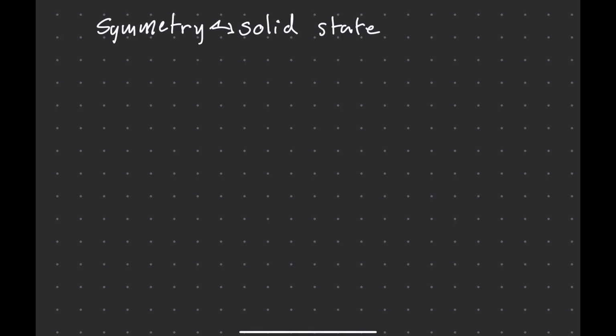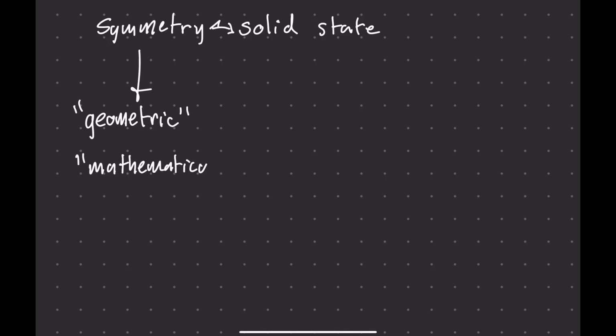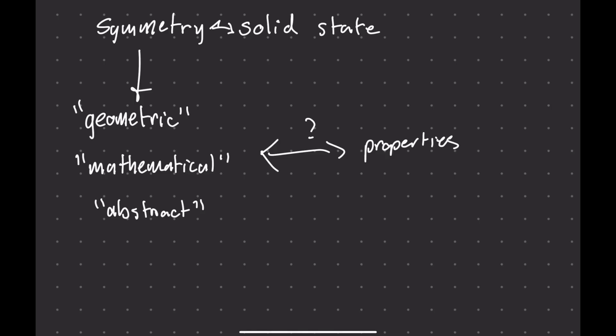So, symmetry, you can think of this as kind of geometric or mathematical and abstract. So the connection to properties is not necessarily intuitive. It's kind of an abstract connection between these two ideas.